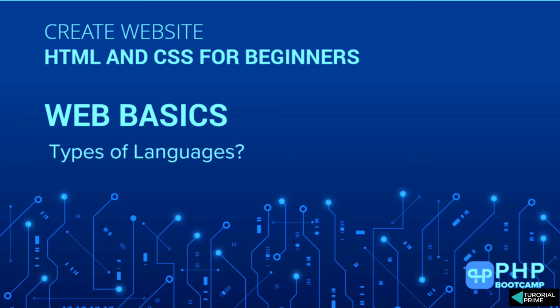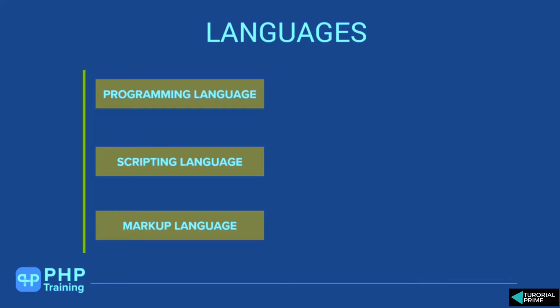Let's understand the types of languages that we have. So we have three different types of languages. First are programming languages, then scripting languages, and markup languages. You have to understand the difference between them because they are written and implemented differently, and the purpose of each of these languages is to solve different challenges.